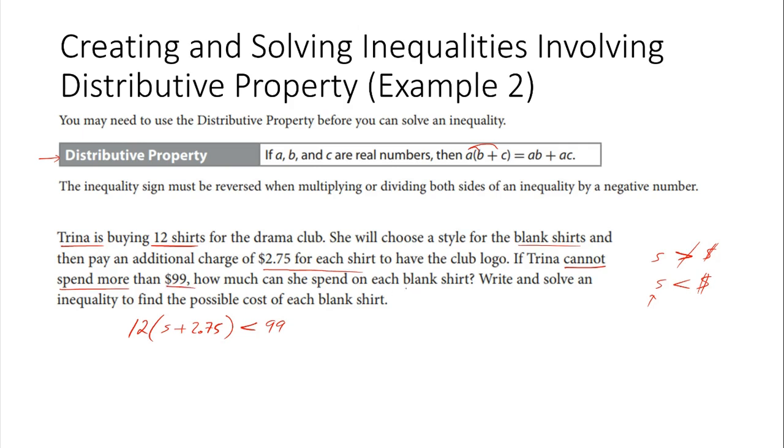How much can she spend on a blank shirt? Okay, so let's go ahead and apply again the distributive property. This 12 is multiplying to that S and to that $2.75. And let's see, a quarter of 12 is 4, and 2 times 12 is 24. 24 plus 4 is 28.